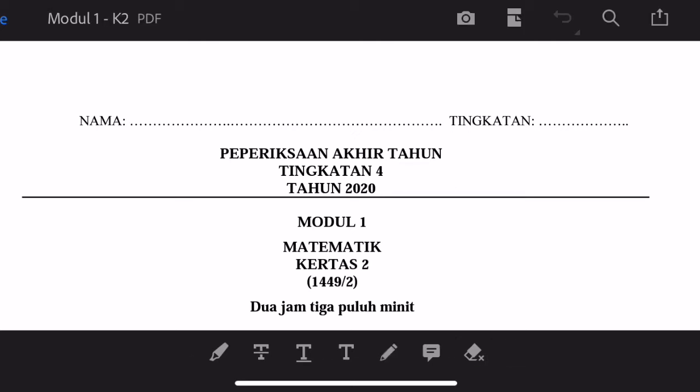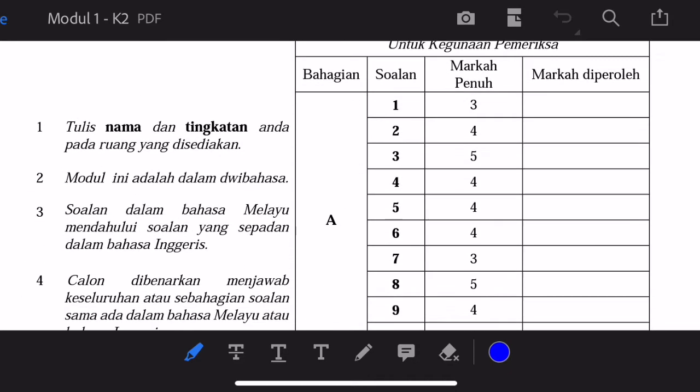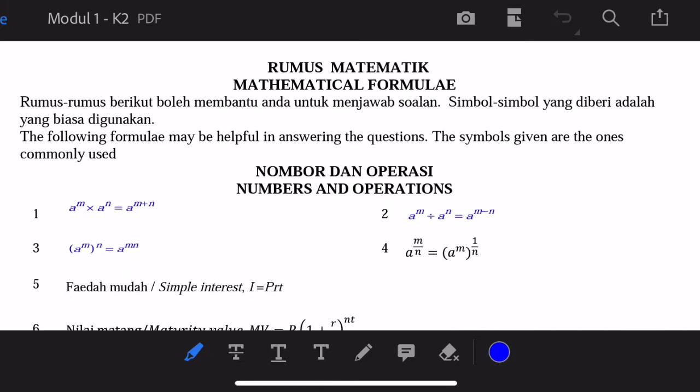Today I would like to do revision with you for the coming mid-year exam. So for the mid-year exam, I'm sure you got paper 1 and paper 2, right? Okay, so for your paper 2, I think we will test you more on Form 4 syllabus. So let's have a look at the question for the Form 4 syllabus.